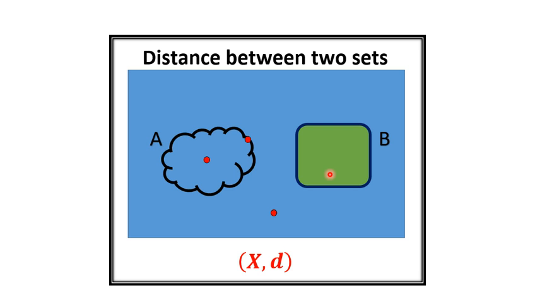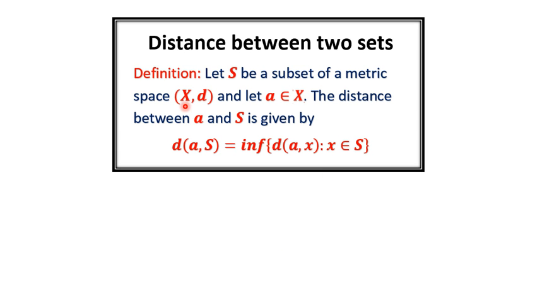You can have two sets in a metric space where their intersection is empty, but the distance between the two objects is not positive. So let's go straight forward to a more precise definition of the distance between a point and a set in a metric space. Okay, so you have a metric space (X, d), and then you have a subset S of X, which is a subset within the metric space. And you have a point A in the space X. Now this point may not be in the set S. The distance between this point and the set is given by this thing here. This is the notation. So this is the metric, this is the point, this is the set.